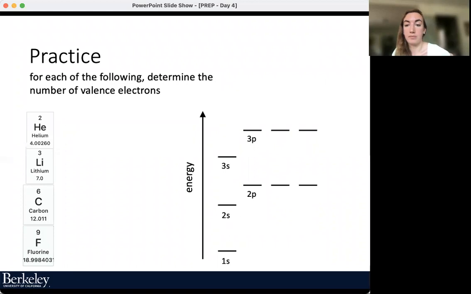Wait, what do we do? Sorry, I kind of lagged a little bit. So you're just taking these same atoms that you had before, those same configurations, and you're just counting how many valence electrons they have. Oh, okay, okay.